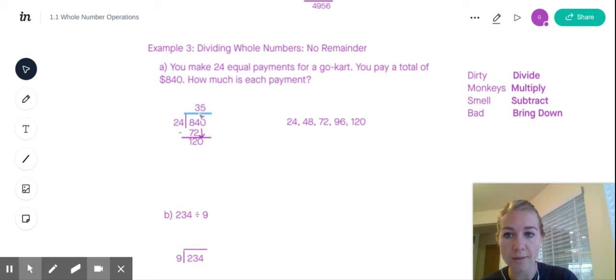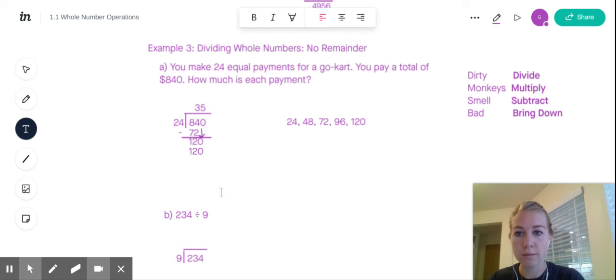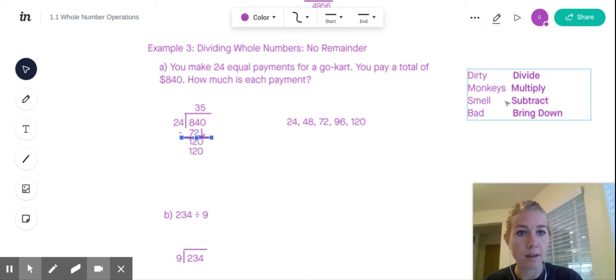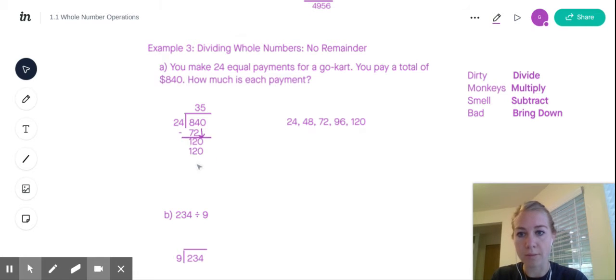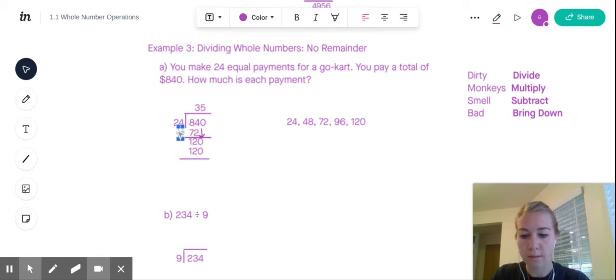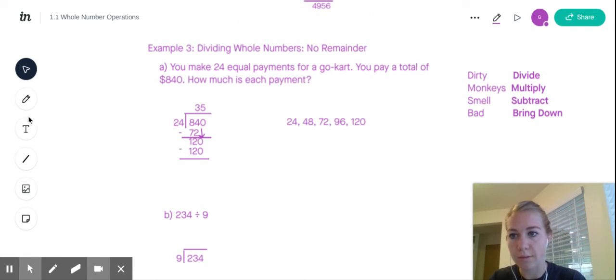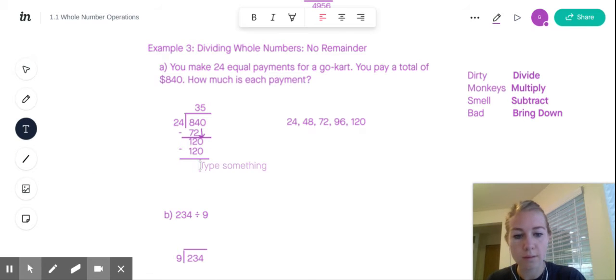We're going to multiply 5 times 24. Okay, let's count our multiples again. 1, 2, 3, 4, 5, 120. And I'm going to write my 120 down below. And then smell, subtract. So we're going to subtract 120 minus 120. And that, of course, is 0. And we have nothing left to bring down. We're all done. So we know that 840 divided by 24 is 35.